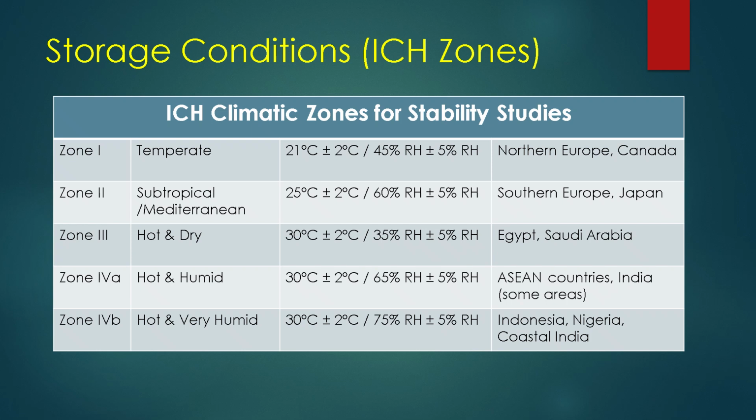Zone 2 includes subtropical and Mediterranean regions. Zone 3 represents hot and dry climates. Zone 4A represents hot and humid regions, and Zone 4B represents hot and very humid climates. These climatic zones help ensure that stability studies accurately reflect real-world storage conditions across different parts of the world.